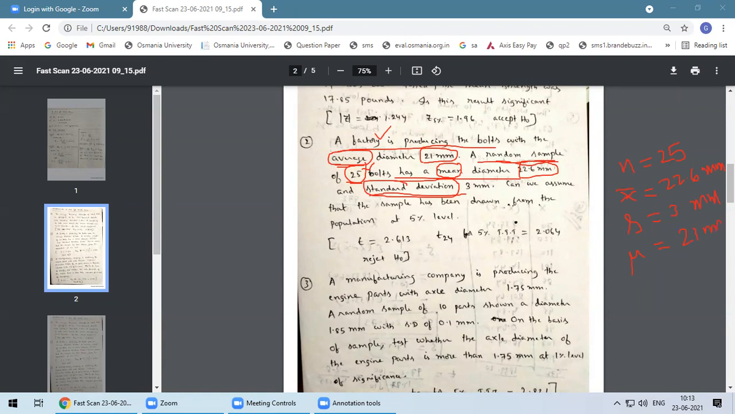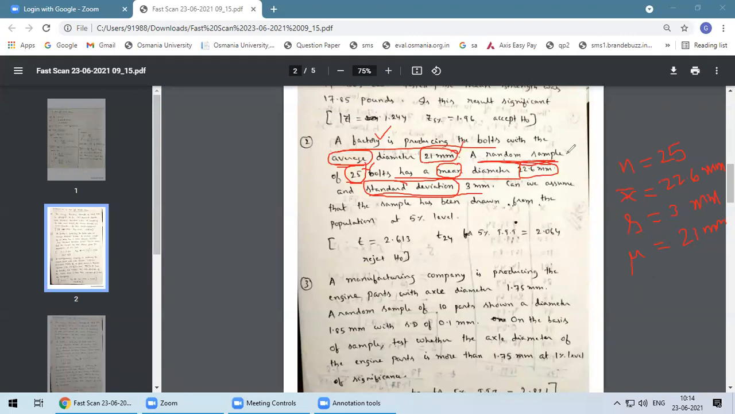Sample data is from the second sentence onwards: a random sample of 25 bolts. To check whether this statement is correct or not, he has taken this sample. The company is saying that on an average they are manufacturing 21 diameter bolts. To test that statement, he has taken a random sample of 25 bolts, for which he got a mean diameter of 22.6 and a standard deviation of 3.